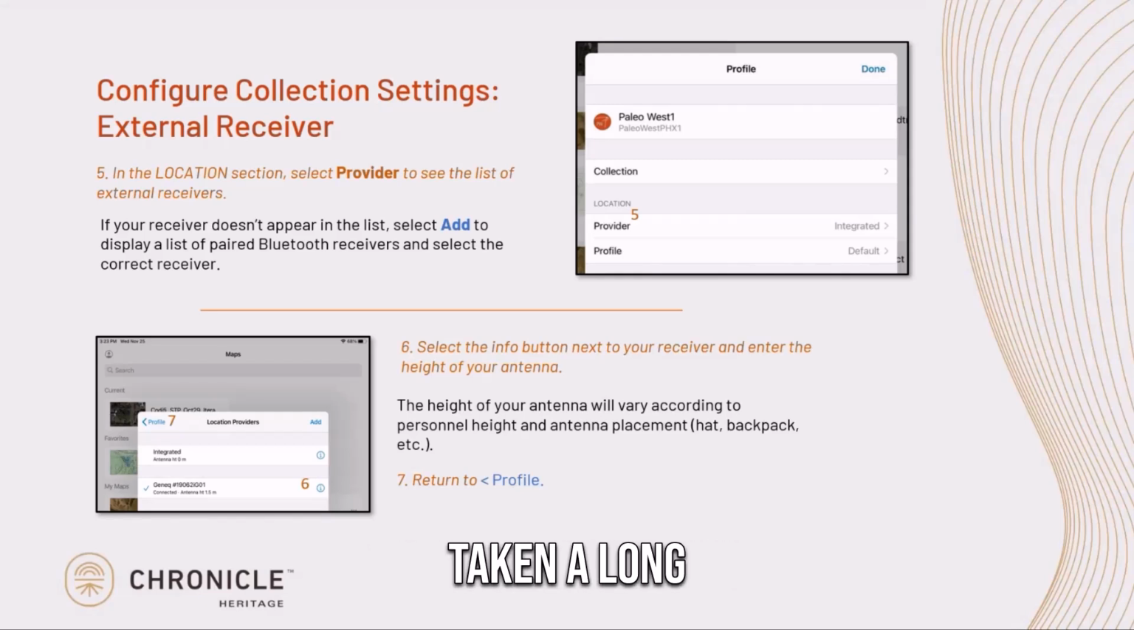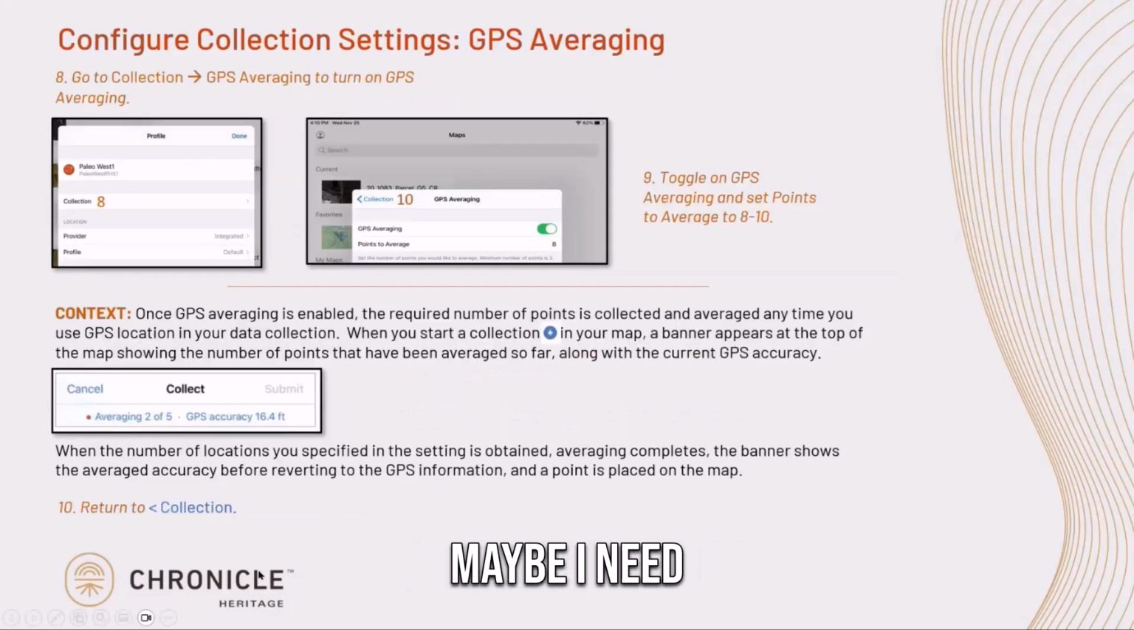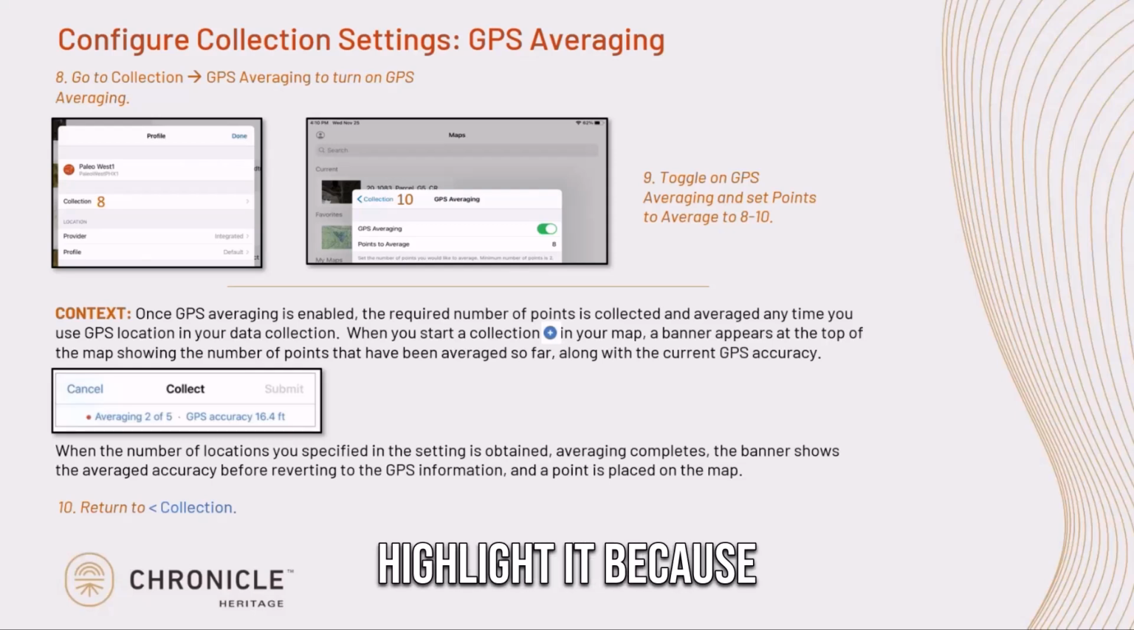So if it's taking a long time, so here in this sample, say it was set to 5, and I'm sitting there in the field and it's been stuck on 2 for like a solid minute, that probably tells me there's not a lot of satellites up there for me to connect to, so maybe I need to adjust this. If this is too high and it's just lagging on you, the app will not collect a point until it reaches this minimum.